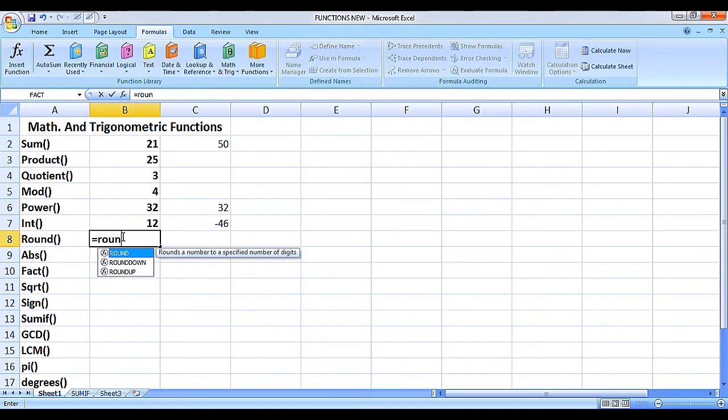Next function, ROUND. This function is used to round a number to a specified number of digits.